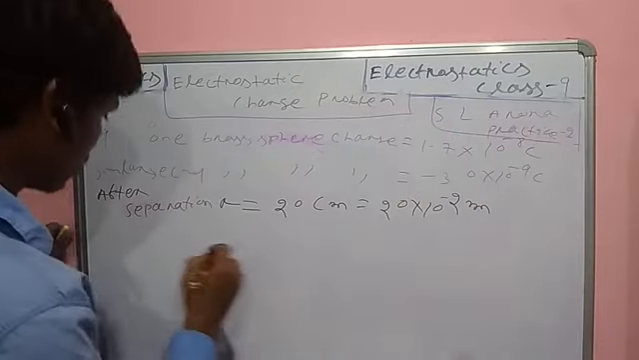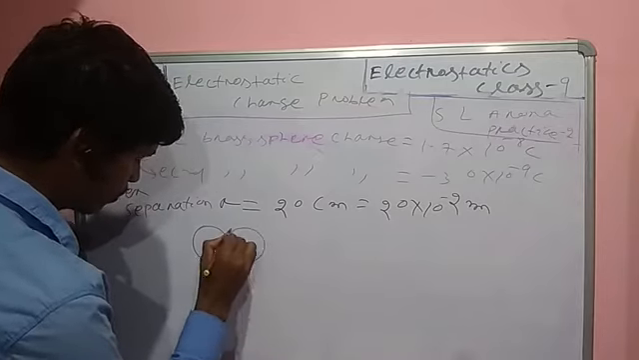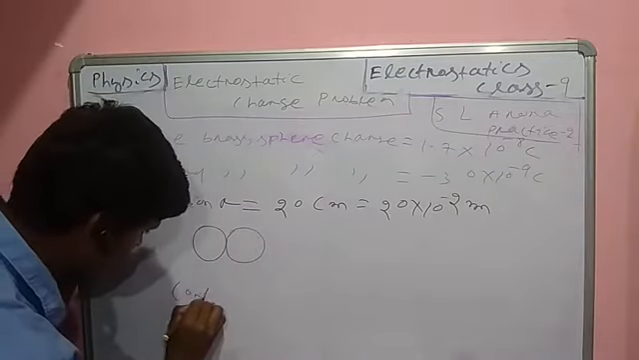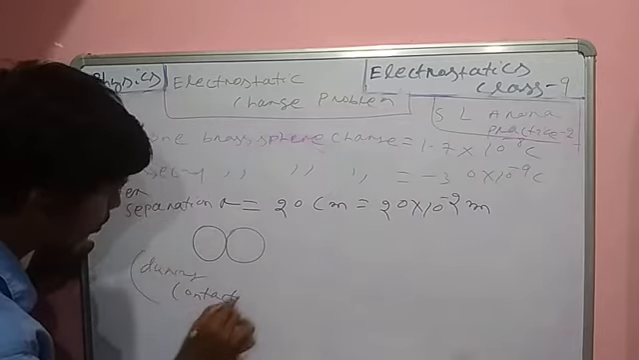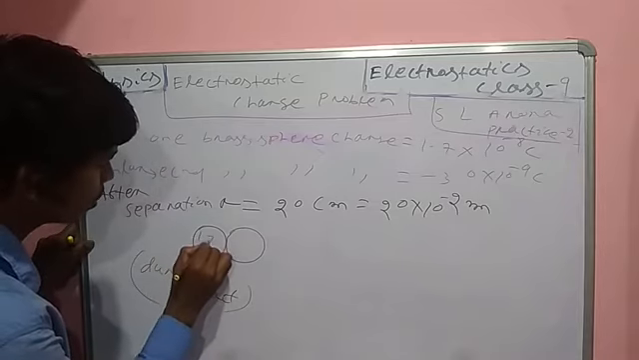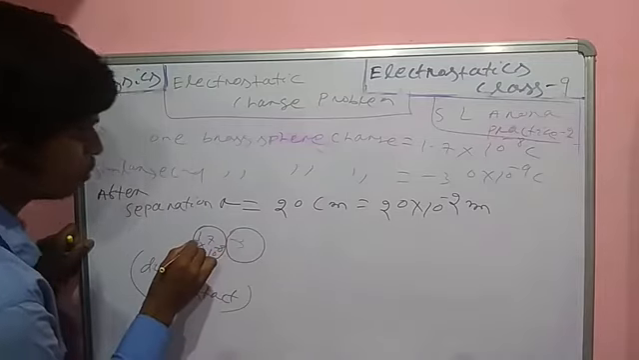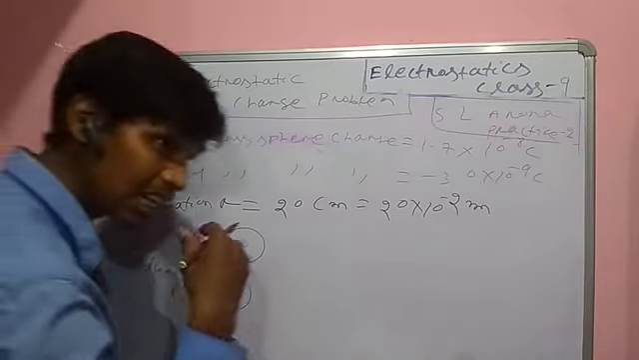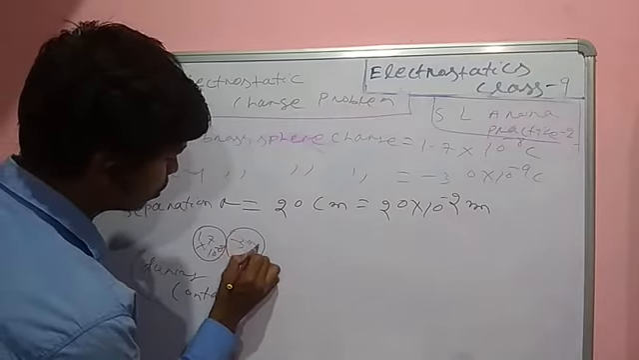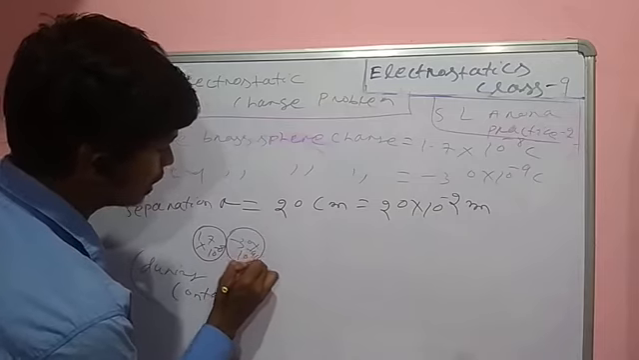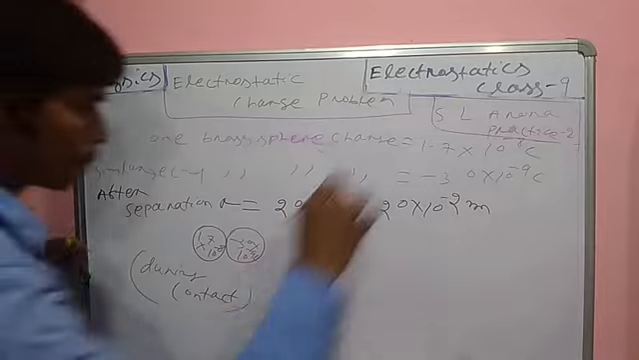So during contact, this is 1.7 into 10 to the power minus 8 coulomb, the positive charge. This is the data given in the question. This is the positive charge, and this is the negative charge, 3.0 into 10 to the power minus 9 coulomb. So during contact and after separation.